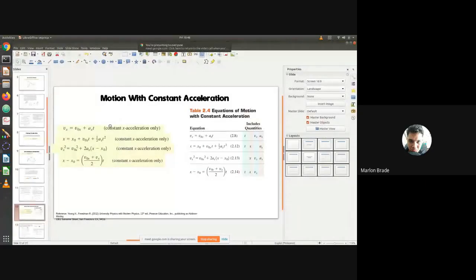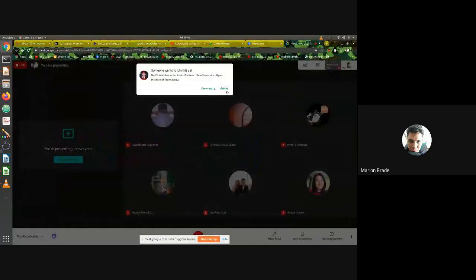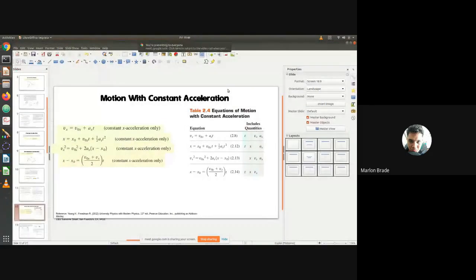Okay, so balik ta. So today we will discuss about motion with constant acceleration. So these four equations correspond to the equations for kinematics.